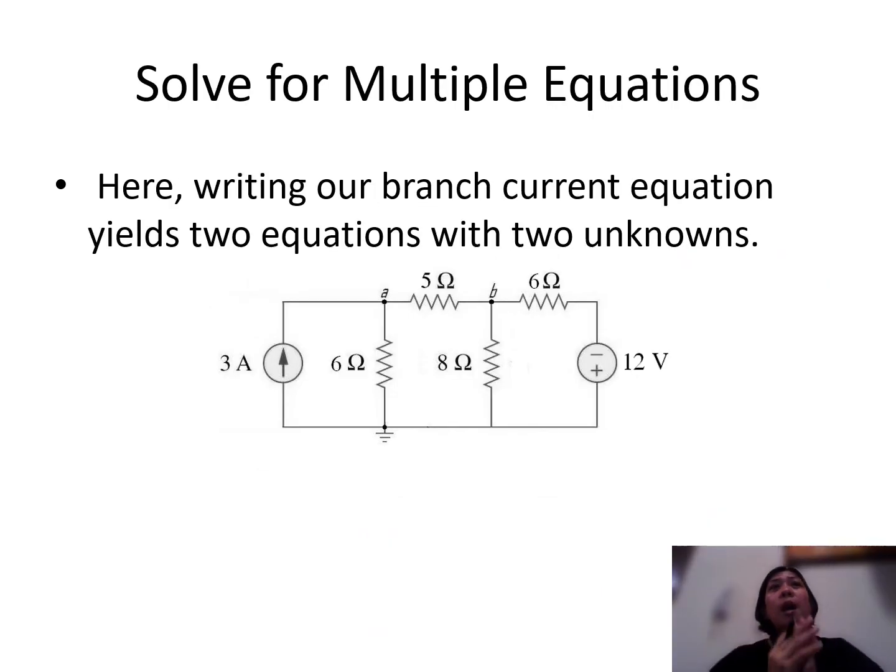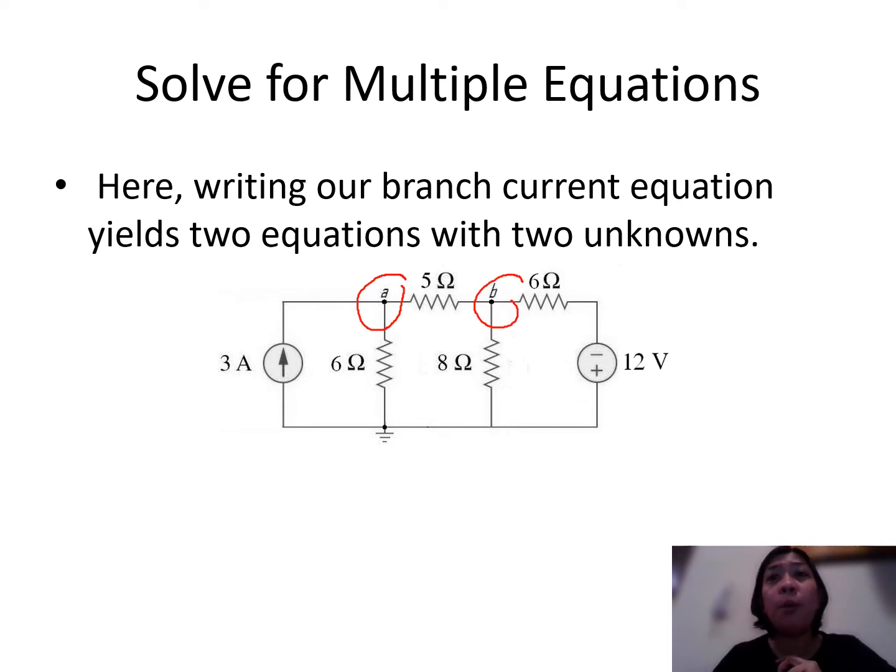So how about solving multiple equations? For example, in this type of problem, writing our branch current equations will yield two unknowns. What do we mean when we have two unknowns? That means we also have to have two different equations. So where can we have our two different equations here? We can have them at node A and at node B.